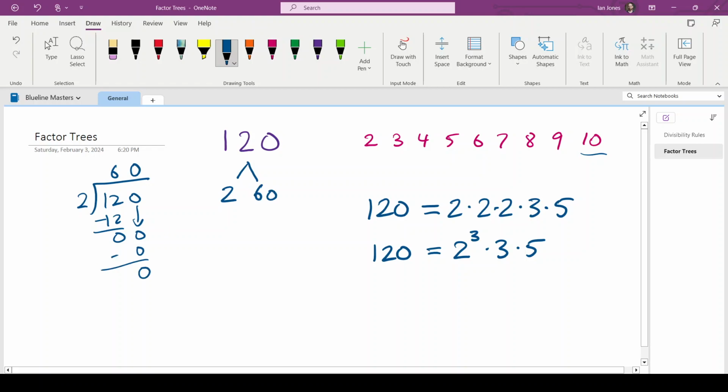So we have 2 times 60 is 120. 2 is prime, so it's done. 60 now. Is it divisible by 2? It is. It is 2 times 30. 30, is it divisible by 2? It is. It's 2 times 15. And 15, well, that's 3 times 5. Okay, so that tells me that 120 is 2 times 2 times 2 times 3 times 5. Exactly what we already have over here.